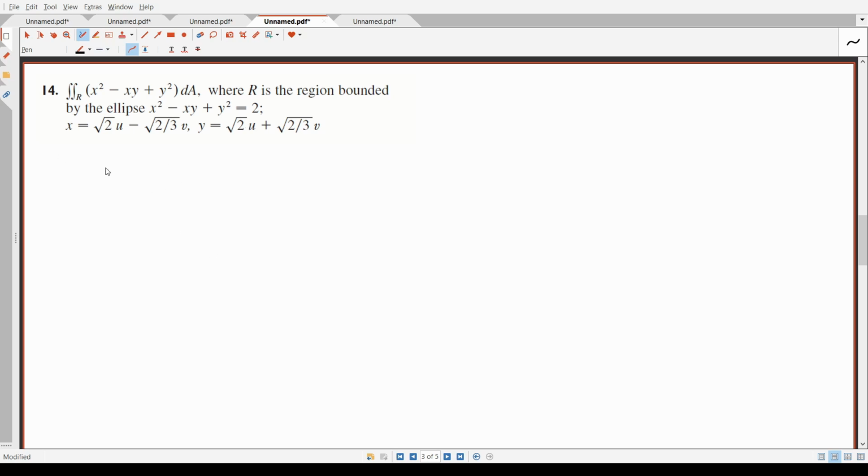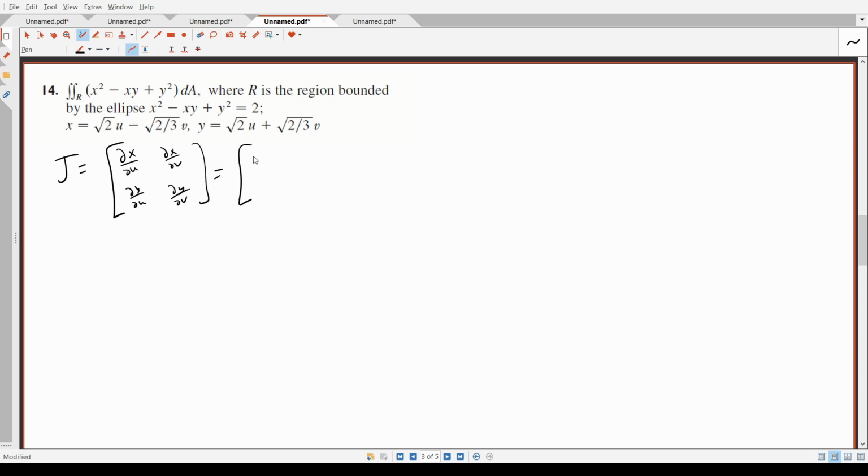Okay, so let's figure out the Jacobian of the transformation. That should always be our first step. I'll just put this here for a reminder: dx du, dx dv, dy du, dy dv.